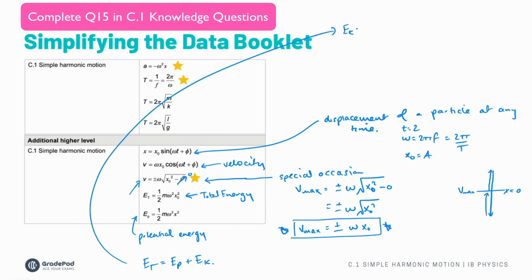Kinetic energy is equal to total energy minus potential energy, which is a half omega squared x naught squared minus a half omega squared x squared. So we can take the half and omega squared out, and we've got x naught squared minus x squared. And that is your equation for kinetic energy.